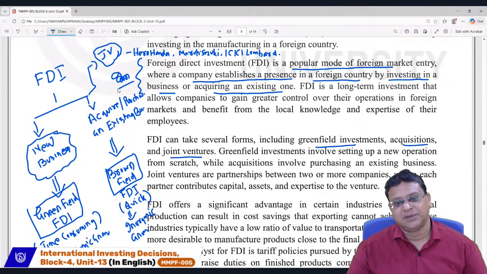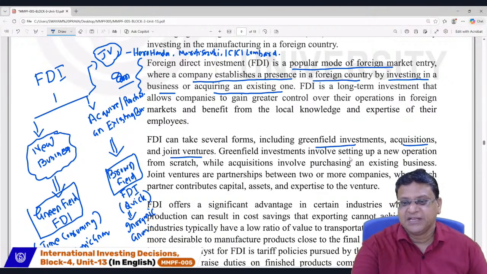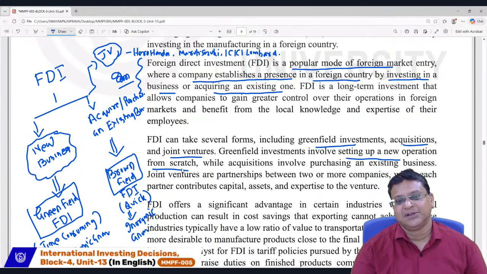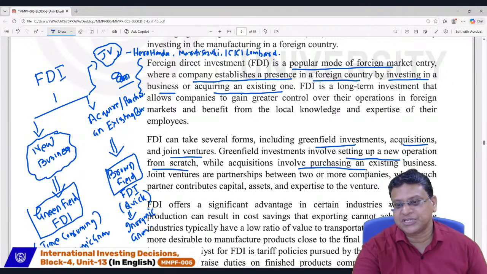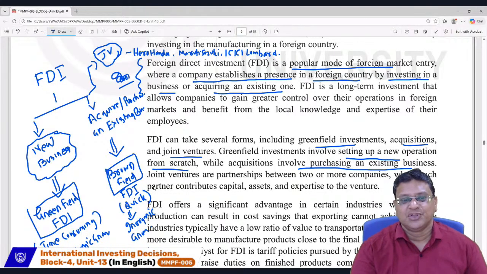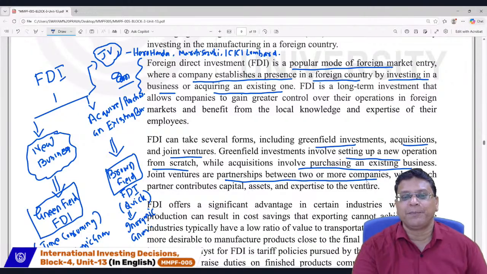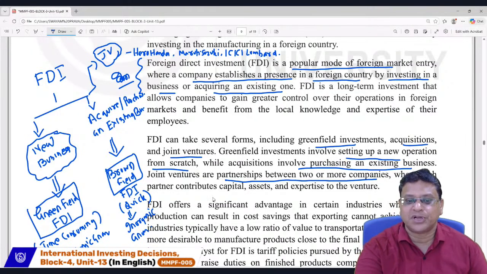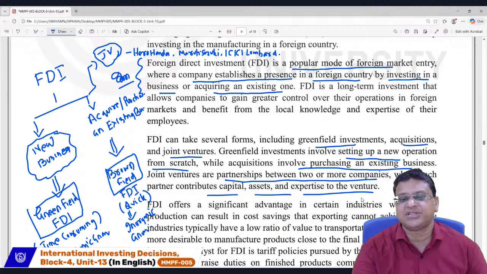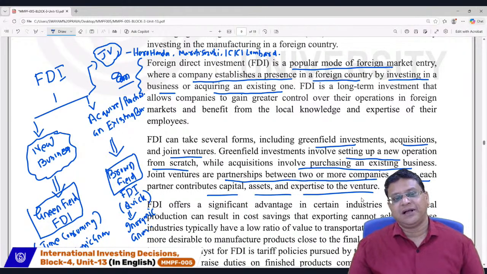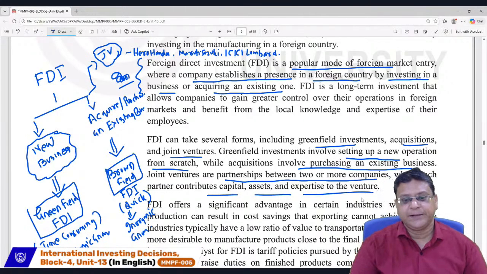venture mode. Greenfield investment involves setting up a new operation from scratch, while acquisition involves purchasing an existing business. Joint ventures are partnerships between two or more companies where each contributes capital, assets and expertise to the venture. Am I clear? Three types of FDI: greenfield, brownfield and joint venture. Okay.